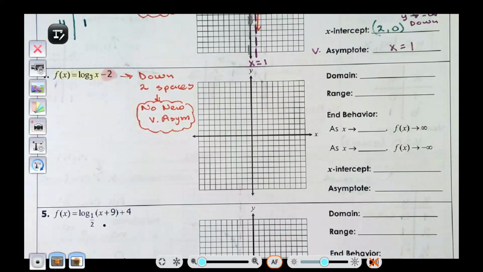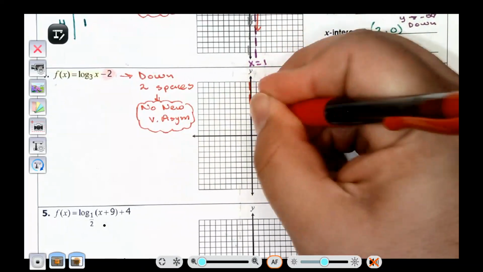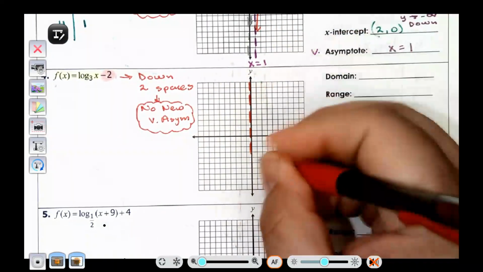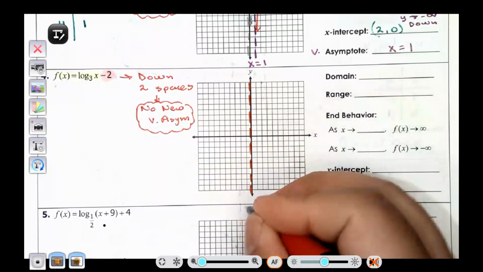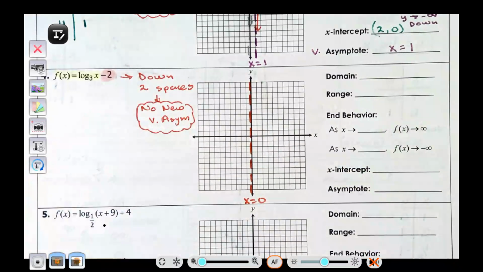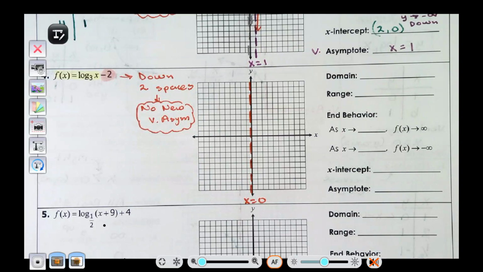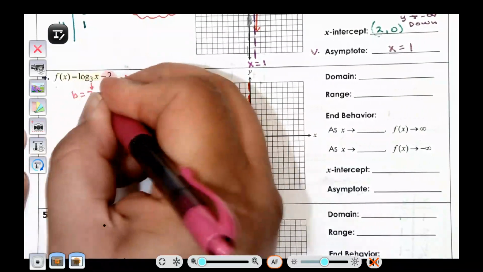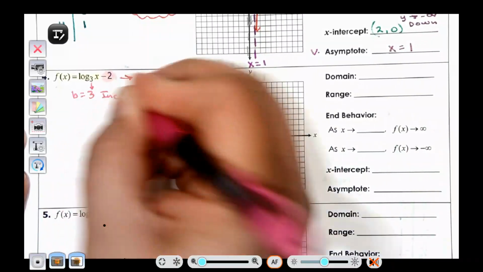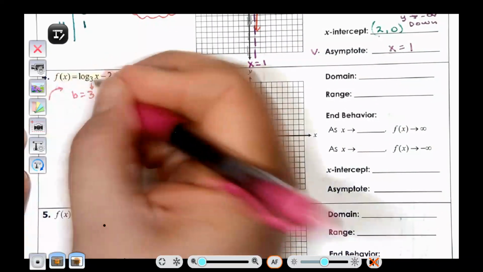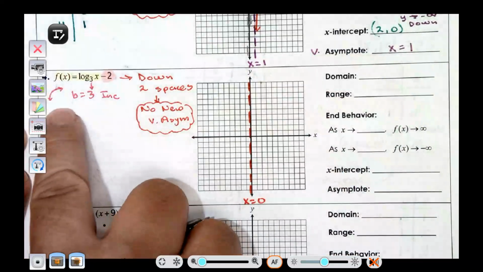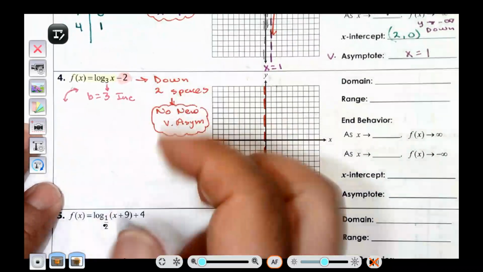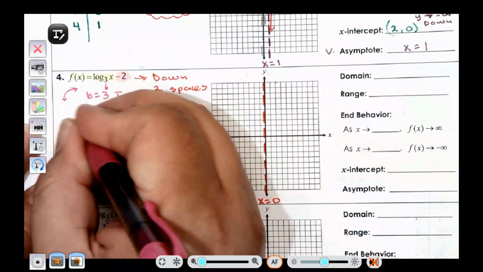Well, if there's no new one, I can already start drawing this part here. At least there's no new vertical asymptote. So I'm going to write that in already. All right, let's talk about the parent now. For the parent function, it does say log base 3 of x. So the b is equal to 3. So that's going to be an increase. So we know it's going to look like this. If you tell yourself in advance what it's going to look like, it makes it easier.